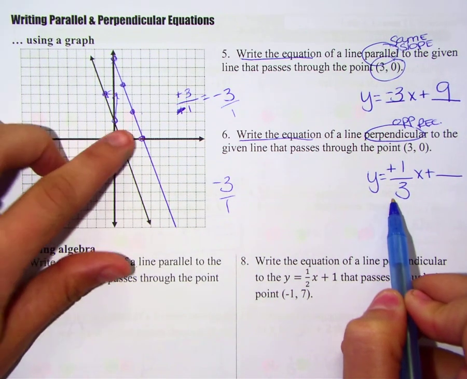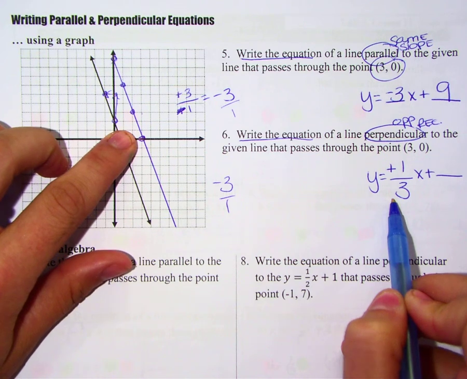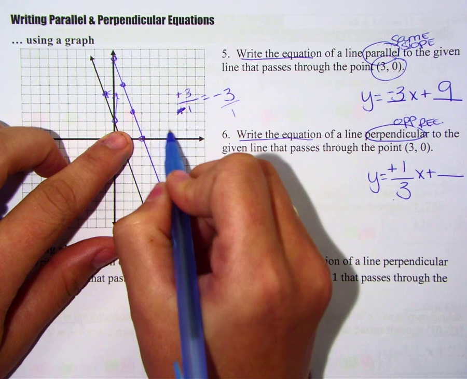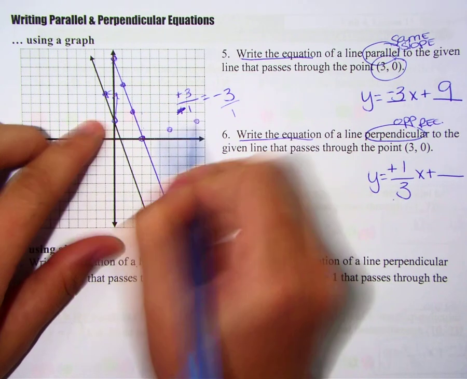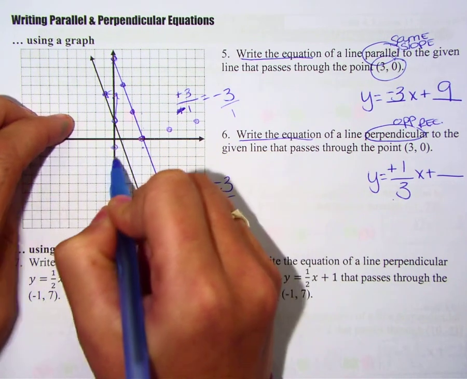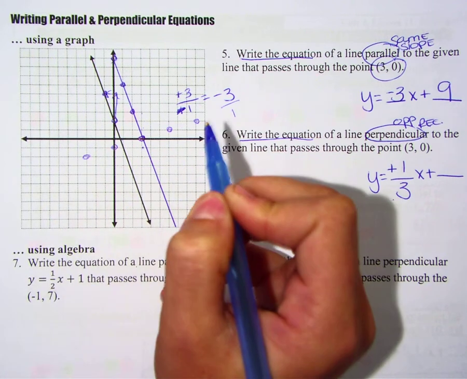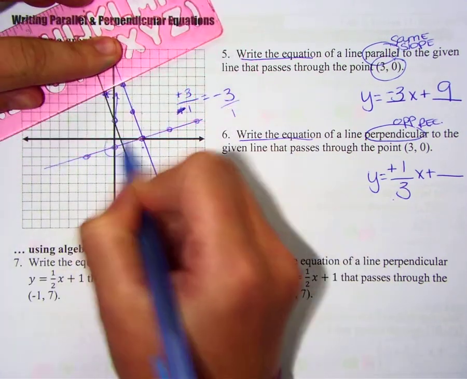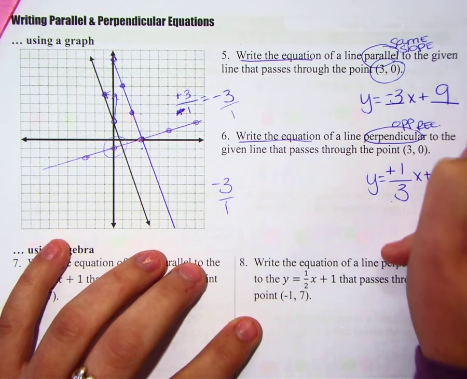So this one also passes through the point (3, 0), except now I'm going to count a slope of 1 over 3. Rise 1, run 3. Down 1, back 3. So this will be a y-intercept of negative 1.